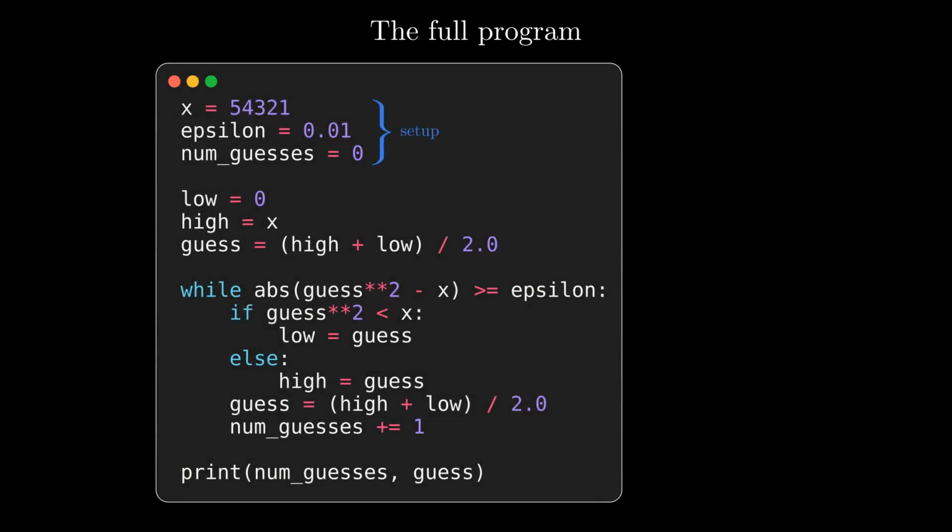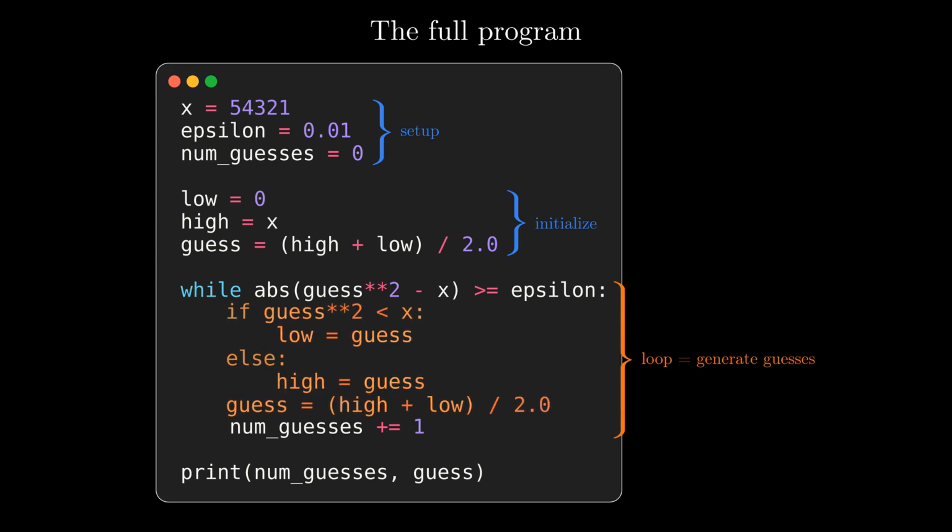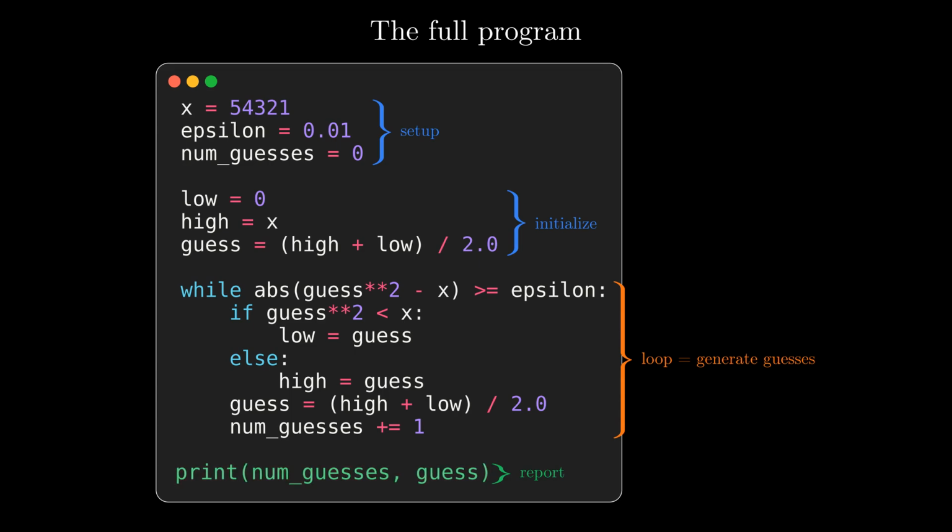Here is the full program. Set x, epsilon, and the guess counter. Set low to 0 and high to x, and make the first guess the midpoint. Then loop. While the guess squared is still farther than epsilon from x, compare, move the low or the high to the guess, and recompute the midpoint. When the loop ends, print the number of guesses and the final guess.